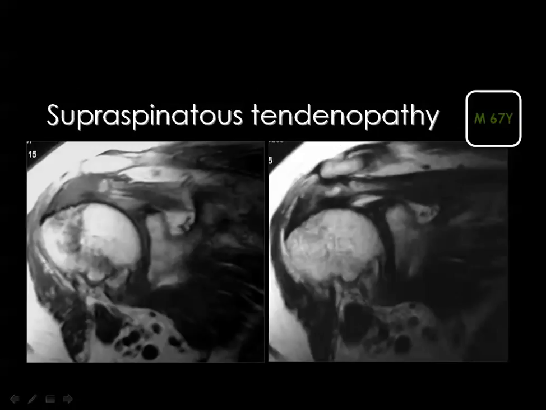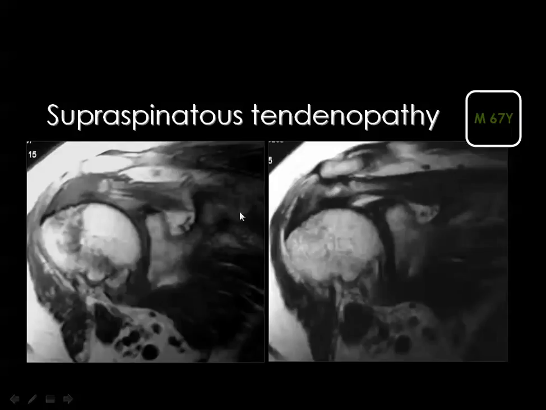And this is supraspinatus tendinopathy, T1 and T2. The supraspinatus tendon is markedly swollen. It shows intermediate signal in the T1 and also intermediate signal in the T2 weighted image. And if you look carefully, you can see this bright signal within the tendon which indicates tear.